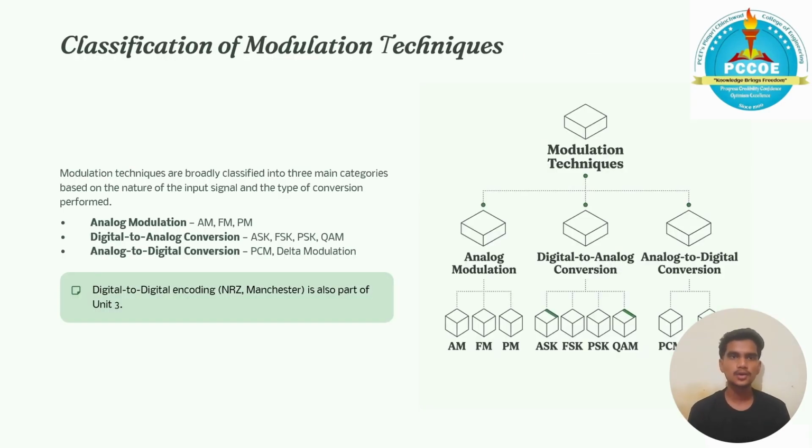Modulation techniques are broadly divided into three categories. First is analog modulation, where both the message and carrier are analog signals. This includes AM, FM, and PM. Second is digital to analog conversion, where digital data is sent over an analog channel. This includes ASK, FSK, PSK, and QAM. Third is analog to digital conversion, where analog signals like voice are converted to digital form. This includes PCM and delta modulation. There is also digital to digital encoding like NRZ and Manchester, which I will cover briefly.